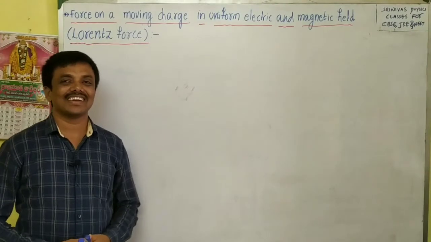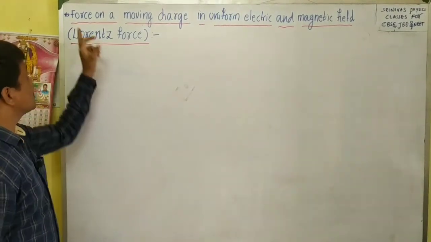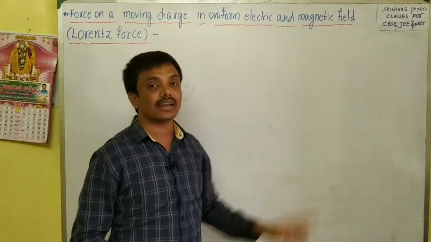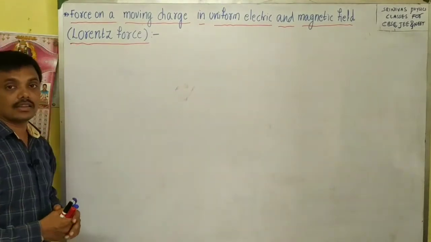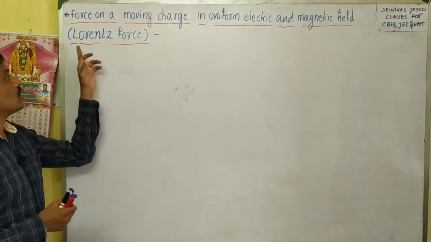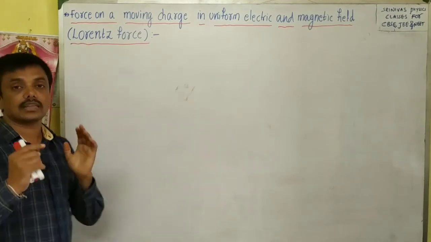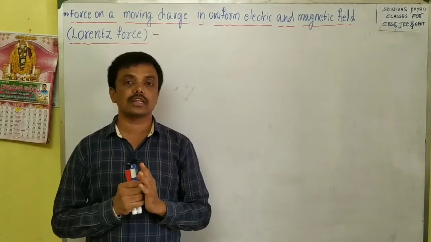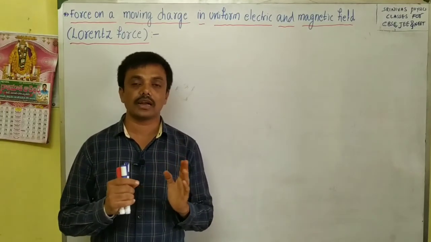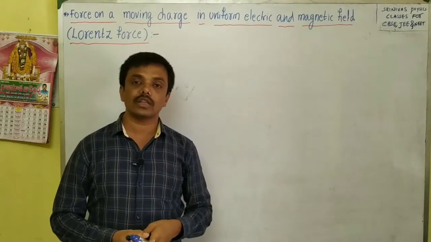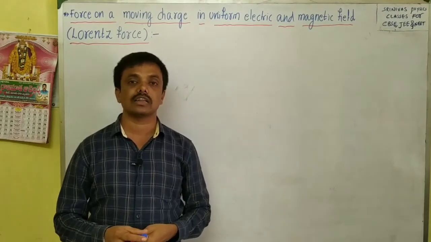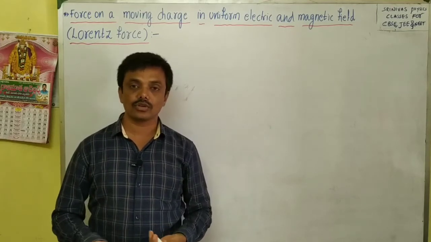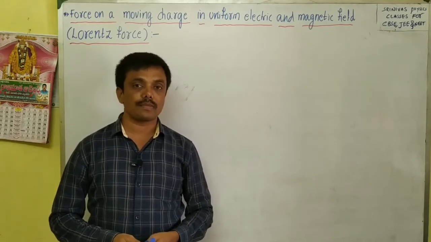Hi to all. Now we are going to discuss force on a moving charge in uniform electric and magnetic fields. This force is also called the Lorentz force. When a charge is placed in an external electric field, it will experience a force. We know the formula for the electric force. And when the same charge moves with a certain velocity in a magnetic field, it experiences a force. That is called the magnetic force.